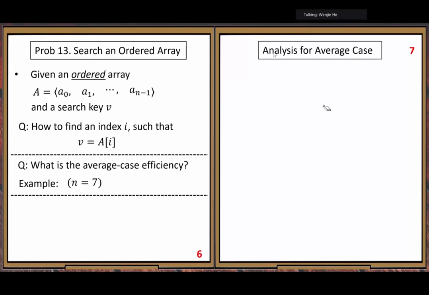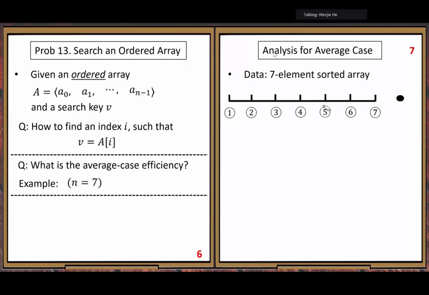Analysis of average case: a 7-element sorted array. Why 7 elements? Because it's 2 to the third minus 1, a power of 2 minus 1. This special number gives us a complete binary tree. The binary tree we draw with 7 nodes is a complete binary tree. That's the reason, because it's very convenient. So that's why I pick this special number.